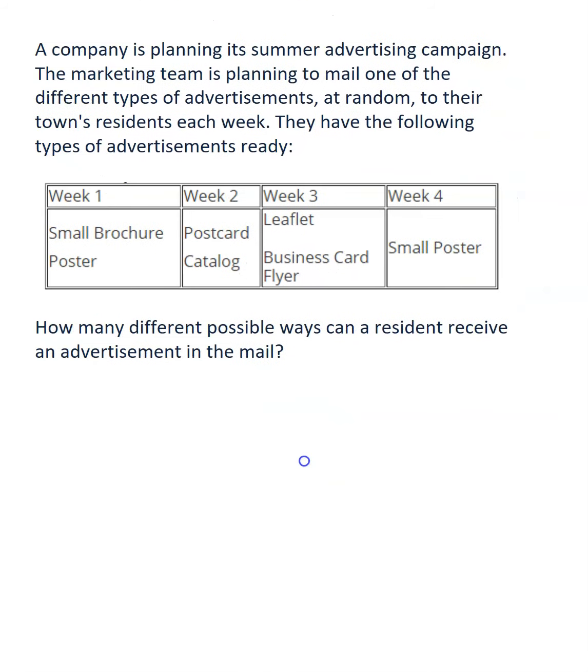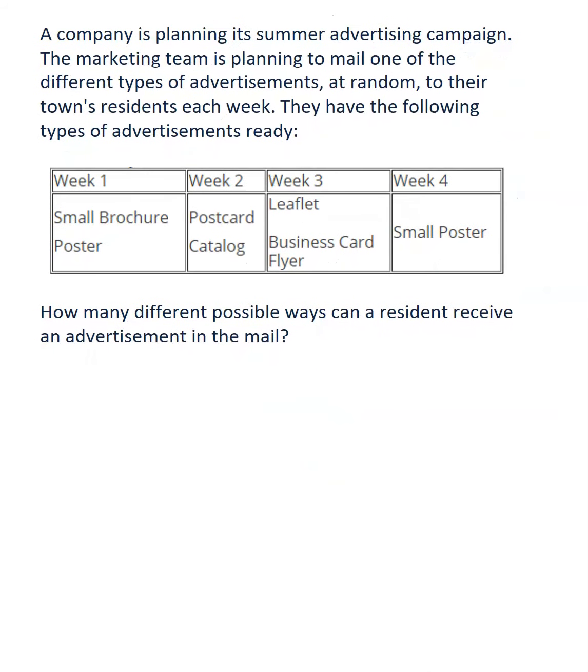A company is planning its summer advertising campaign. The marketing team is planning to mail one of the different types of advertisements at random to their town's residents each week. They have the following types of advertisements ready. How many different possible ways can a resident receive in the mail? So we have weeks 1, 2, 3 and 4, and they're planning to send out each week at random to the residents.